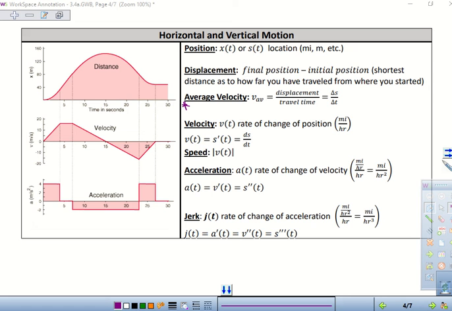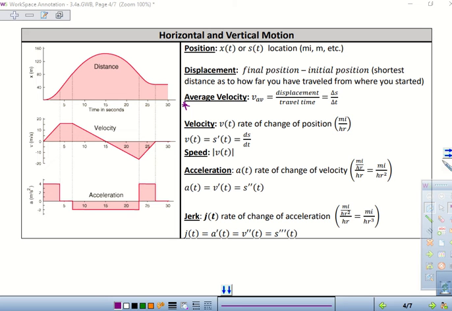Speed is the absolute value of the velocity. Why would speed be the absolute value of velocity? Anyone know? Negative speed is still speed. Velocity is essentially speed with direction, right? So if we take the absolute value of the velocity, we just have the speed. If velocity is negative, it's just indicating you're going either down or to the left, depending on if we're talking about horizontal or vertical distance.